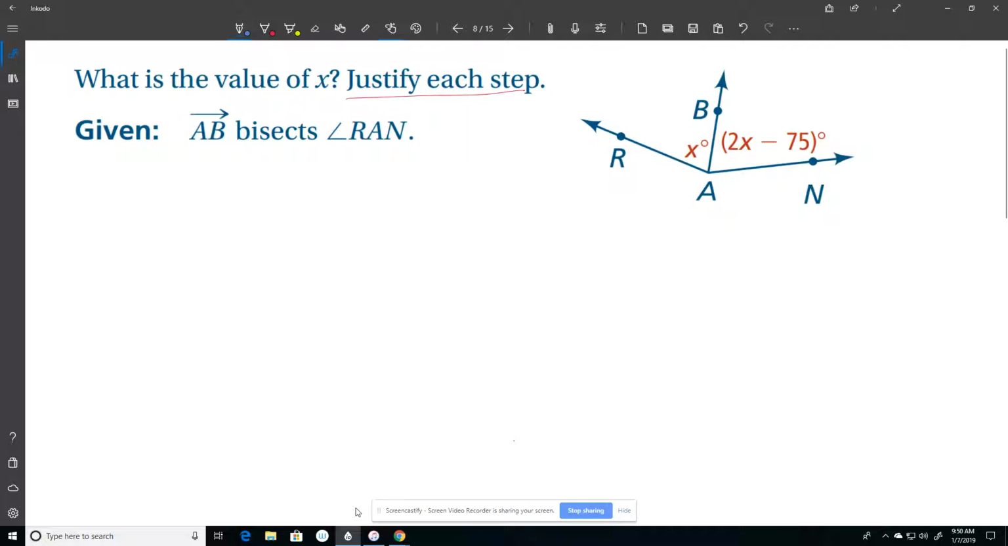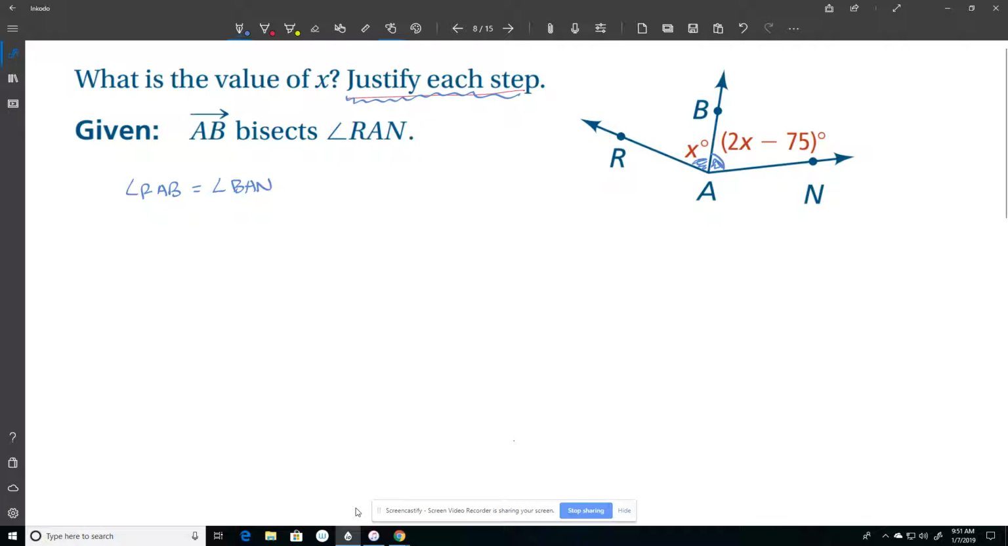And what that means is, for example, in this problem, it says that the ray AB bisects this angle RAN. So I know that angle RAB is equal to angle BAN. I know that this angle right here is equal to this angle because AB bisects it, which means it cuts it in half. So the two sides are equal. In the past, you could just write that down and move on with the math. But when it asks you to justify each step, you can't just say something mathematically. You have to justify why you're allowed to do that.